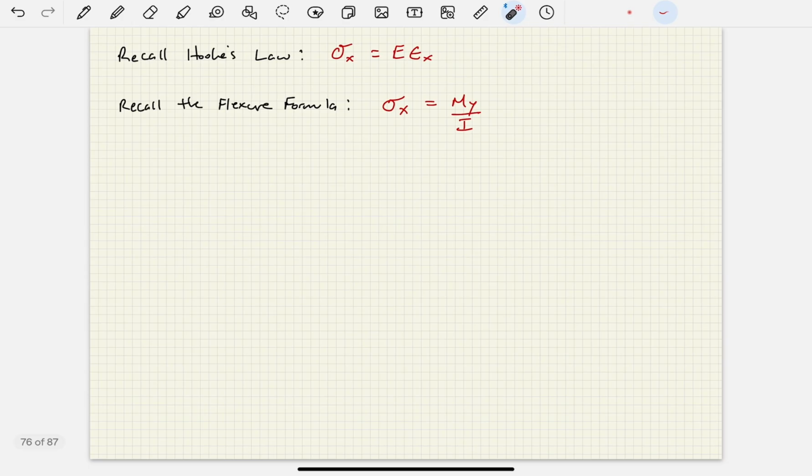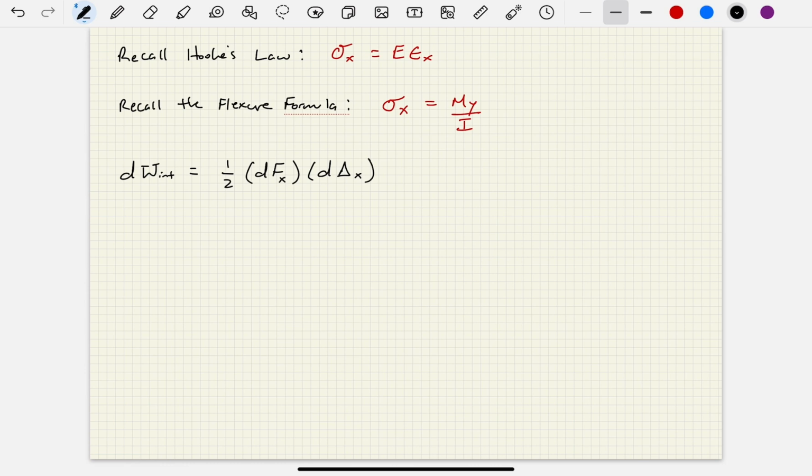Okay, so let's write this down. It turns out that the differential internal work is going to be equal to 1/2 times dF sub x times a little differential deformation d delta sub x, okay?